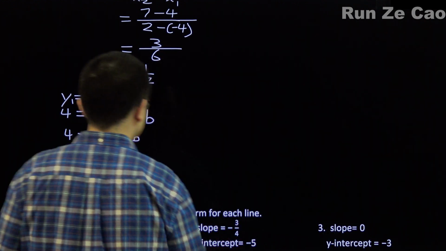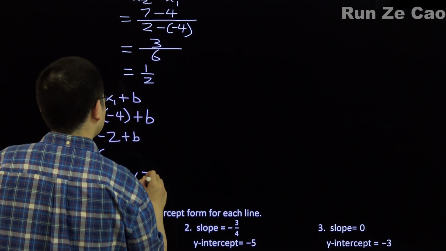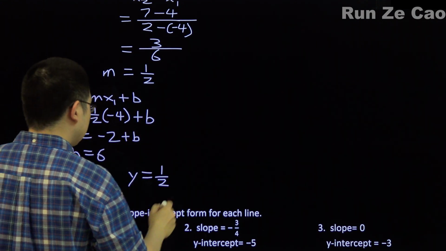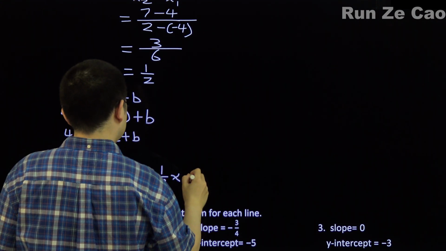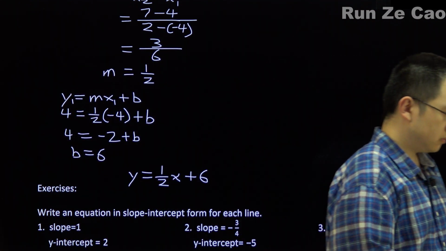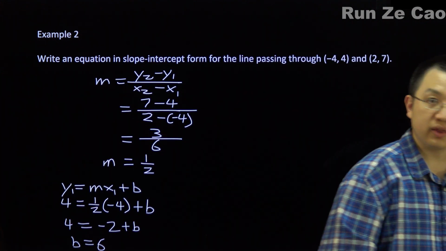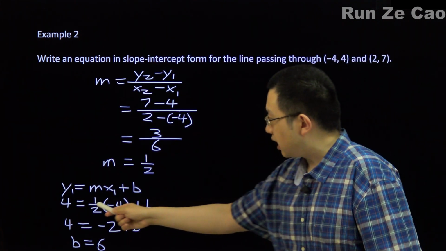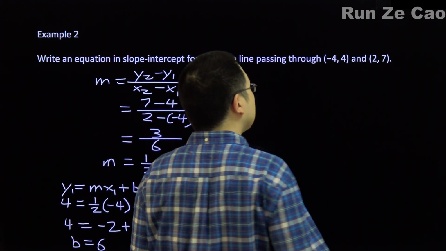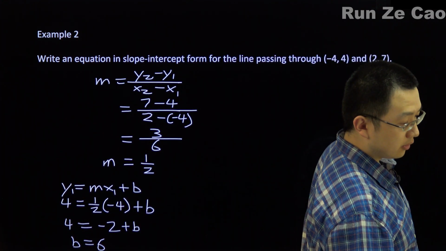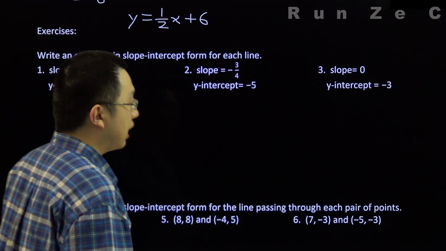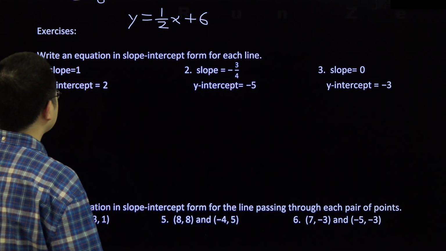y equals 1/2. Oh yeah, we should probably put m over here. 1/2 x plus 6. You can feel free to check it with the other point that you didn't use when working out the y-intercept. Does it work? Oh, 1/2 of 2, that's 1, plus 6 equals 7. Wonderful.